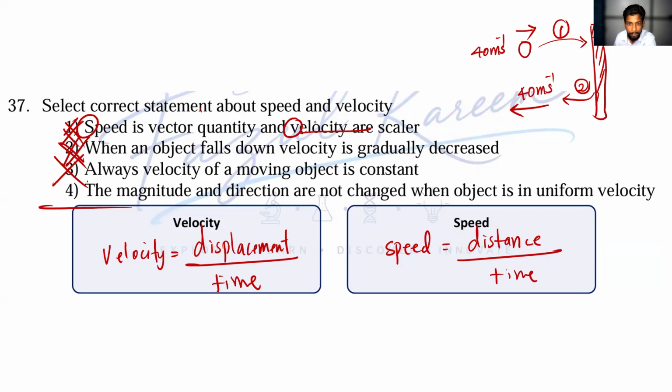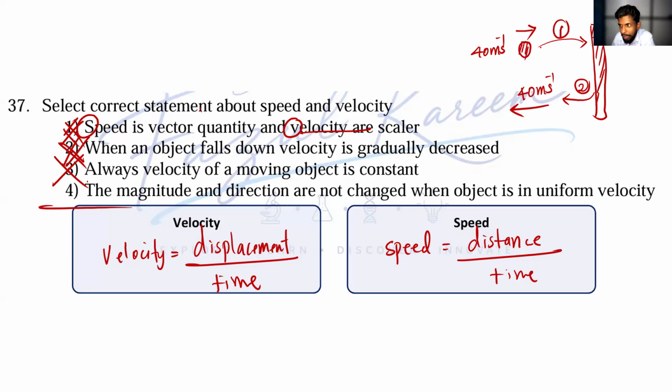Anyone? The velocity. Wrong. Why is it wrong, my dear? Why are you telling the velocity is not the same? Because it has 40 and 40, right? How can you say it is wrong? Repeat the question, please. I'm asking here.